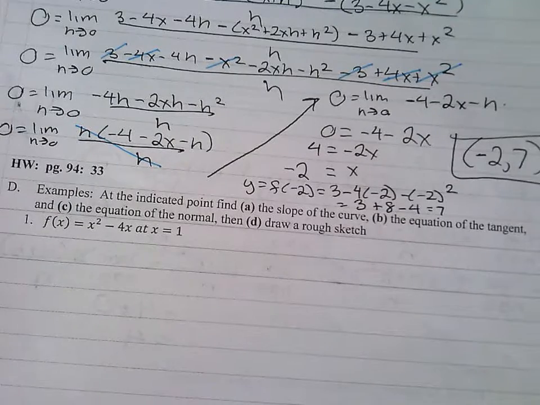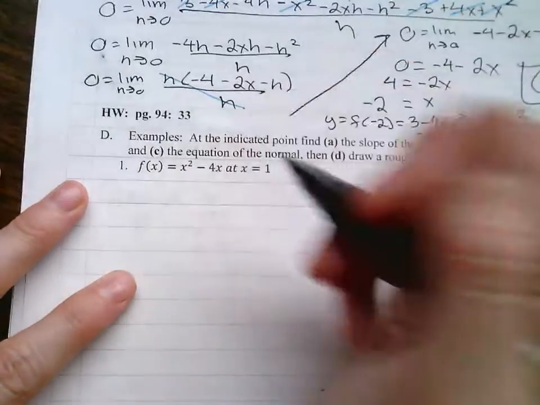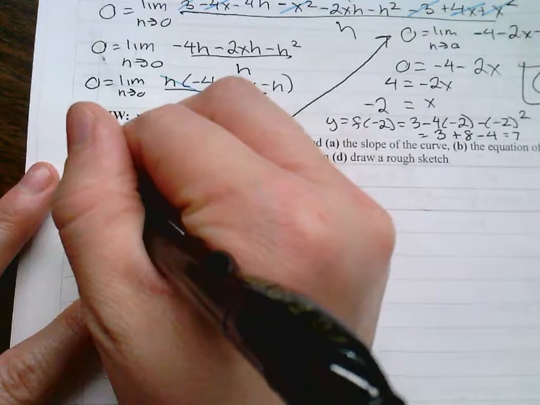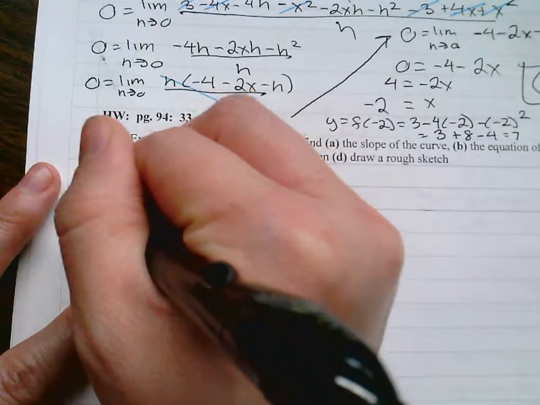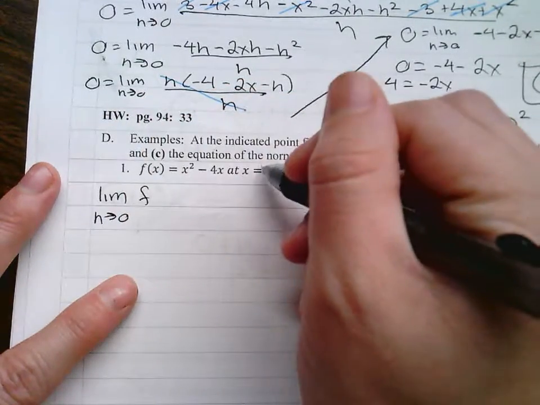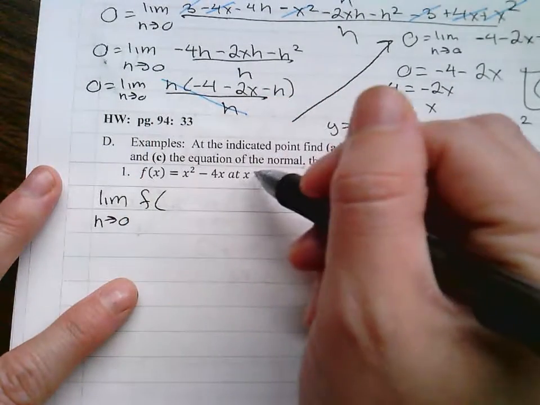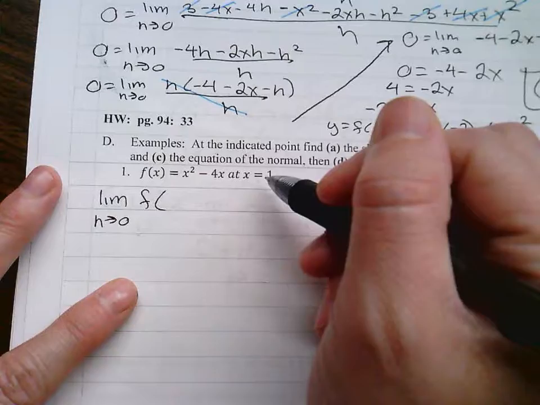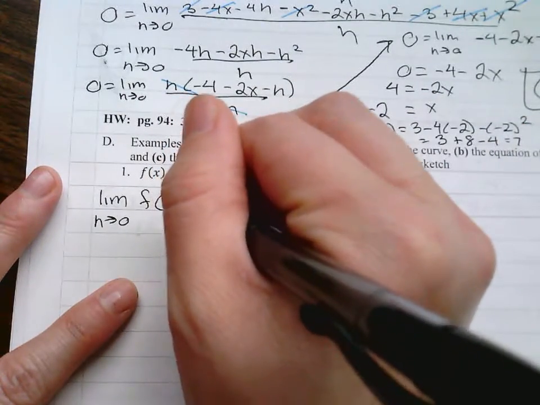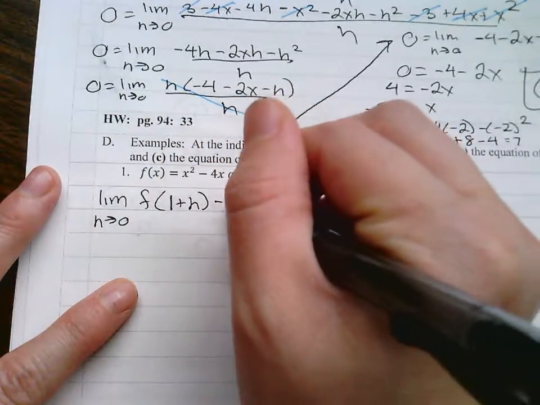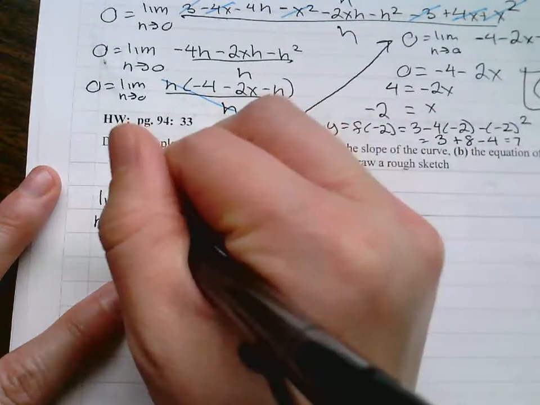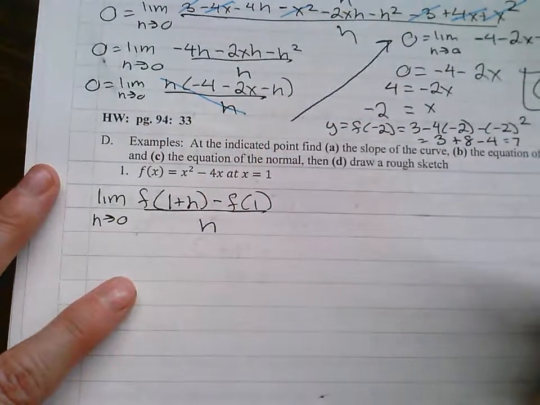So let's go ahead and find the slope first. So this is going to be the limit as h approaches 0 of f, and where I see x, I'm going to put 1. Again, it doesn't matter if this is a or x, it means the same thing. f of 1 plus h minus f of 1 over h. That's my formula.